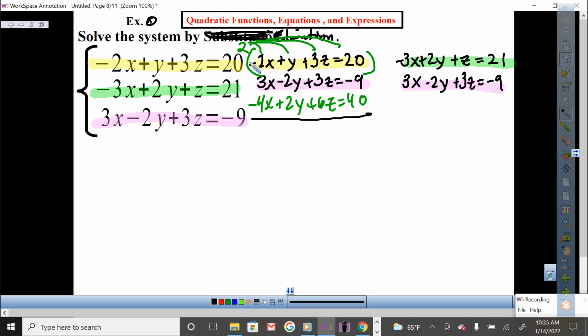We no longer use the top one. I'm going to cross this one out. And we focus on these two. So what do we get? Negative x, this cancels. 9z equals 31. Okay, so far so good.